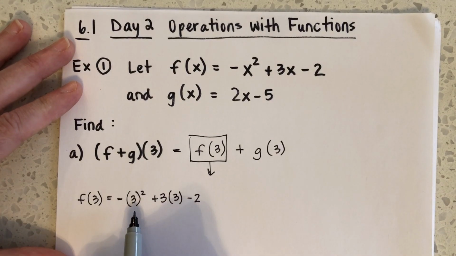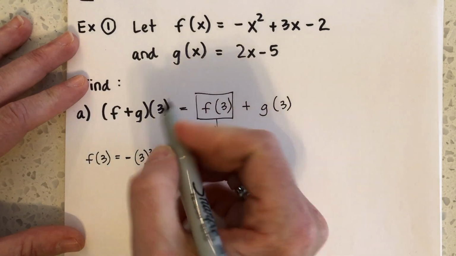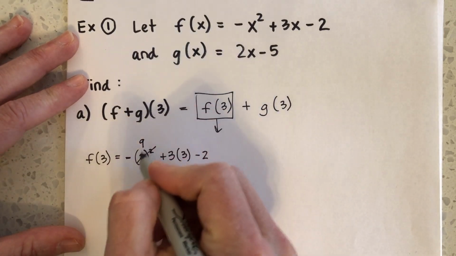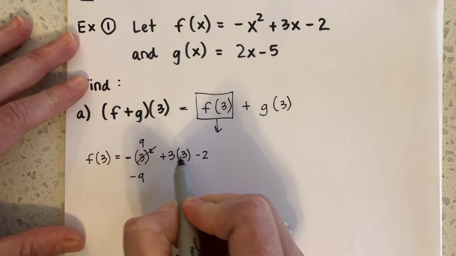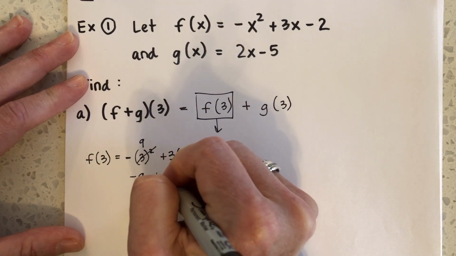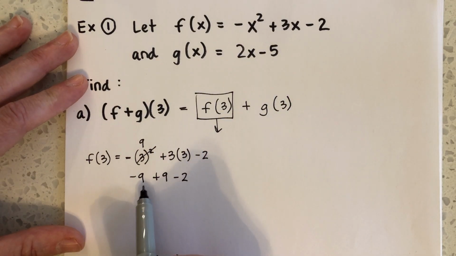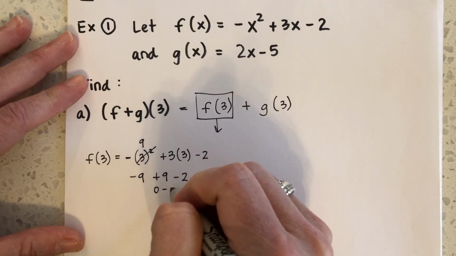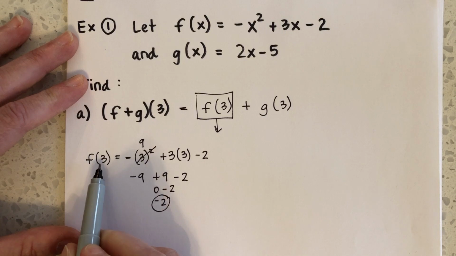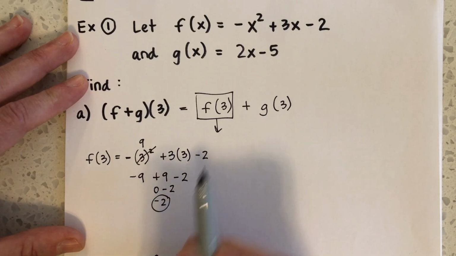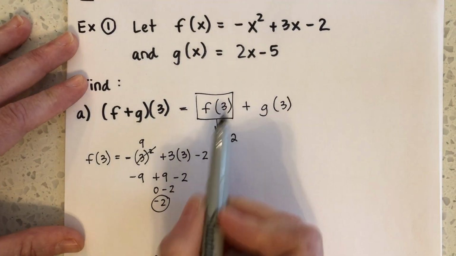So now let's figure out what this is. If I do order of operations, I always do exponents first. So 3 squared is 9, times the negative, or negative 1, and now it's negative 9. Positive 3 times 3 is positive 9, and then minus 2. All right, in the order they appear, negative 9 plus 9 is 0, minus 2, well, 0 minus 2 is negative 2. So f of 3 literally equals negative 2. I'm going to put a negative 2 right there, because that's what f of 3 is.